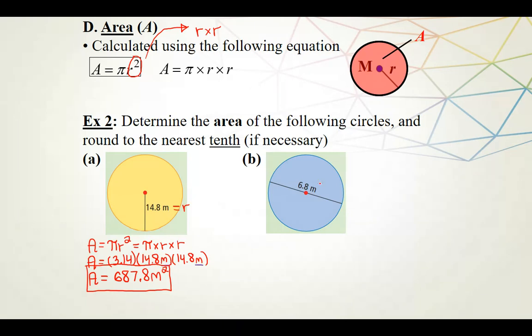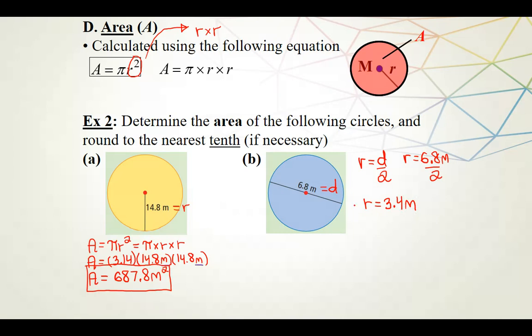B, what is this picture showing? Well, I'm starting at one edge, going to the other edge, and I'm passing through the center of the circle, and that's my diameter. The issue is the area equation is not written in terms of diameter, so what I need to do is calculate the radius first. So I know the radius is just the diameter cut in half. R is equal to D divided by 2. So if I plug that in, I would have R is equal to 6.8 meters divided by 2, which would be 3.4 meters.